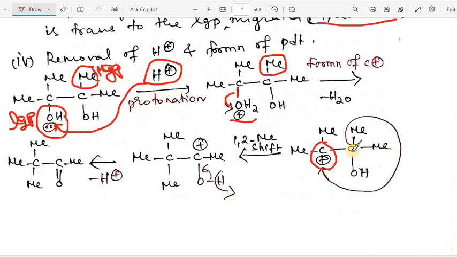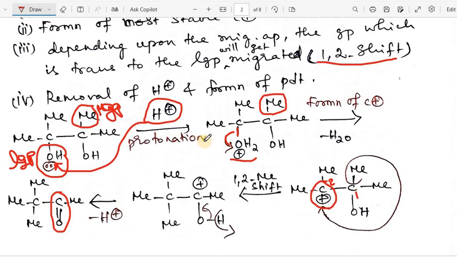This step is called a 1,2 methyl shift because the methyl from carbon 1 gets migrated to the neighboring carbon 2. Then, this H will be removed as H plus, giving back the bonding electrons here. Therefore, there will be a formation of a ketone, which is also called Pinacolone. Therefore, this rearrangement is called the Pinacol-Pinacolone rearrangement.